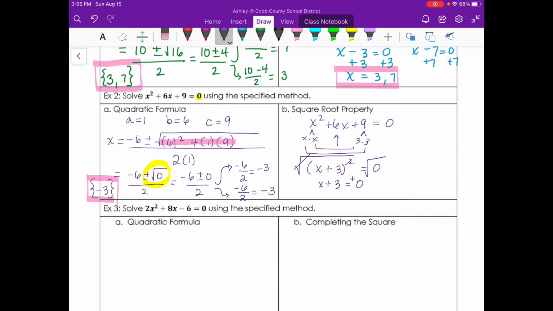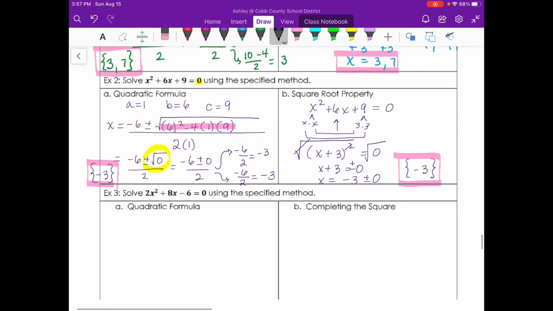Don't forget your plus or minus, but in this case that plus or minus is somewhat irrelevant because it's on a 0. And then we're going to subtract 3 to the other side, which gives us -3 plus or minus 0. Once again, -3 plus 0 and -3 minus 0 give us the same result twice, and the solution is -3, a double root. One unique solution, two solutions that are identical.